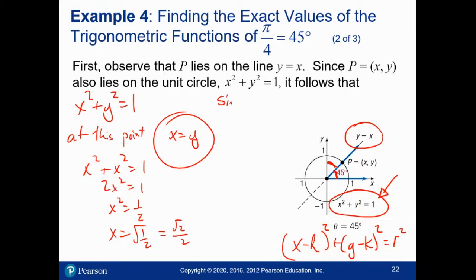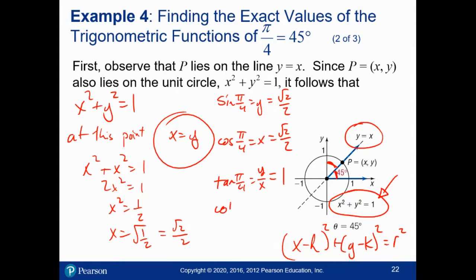So what is the sine of pi/4? It's the y coordinate, which is root 2 over 2. What is the cosine of pi/4? It's the x coordinate, which is also root 2 over 2. What's the tangent of pi/4? It's the y coordinate over the x coordinate, but they're equal to each other, so the tangent is exactly 1. The cotangent is also 1 because it's just x over y, but they are equal to each other.